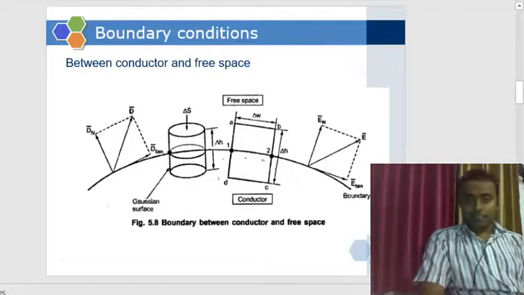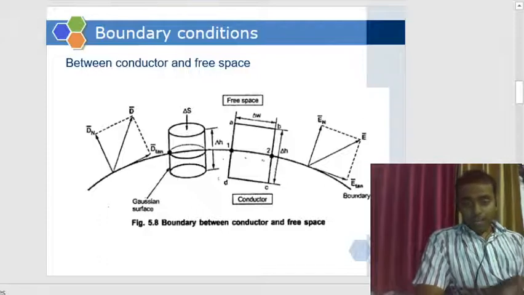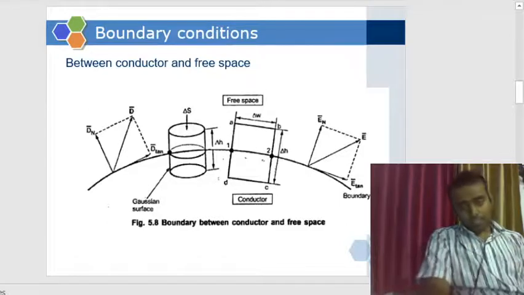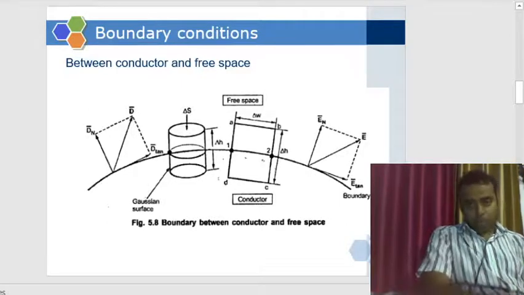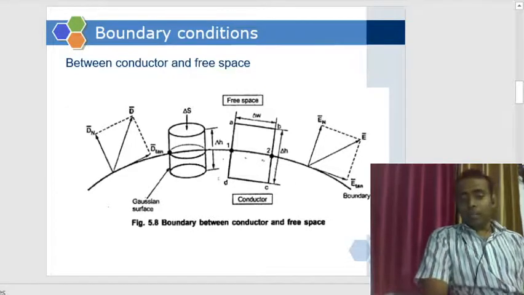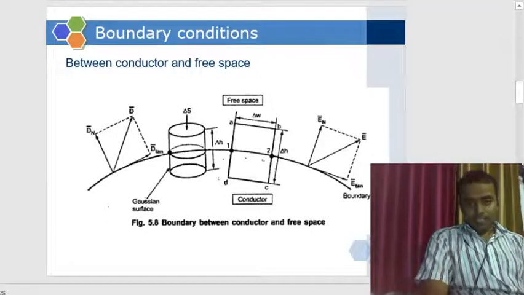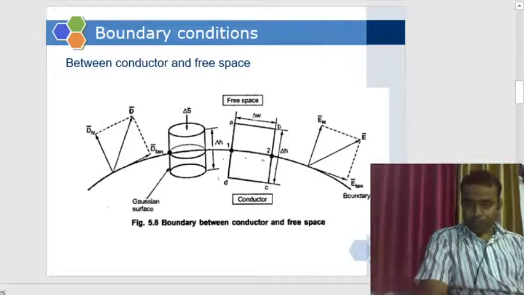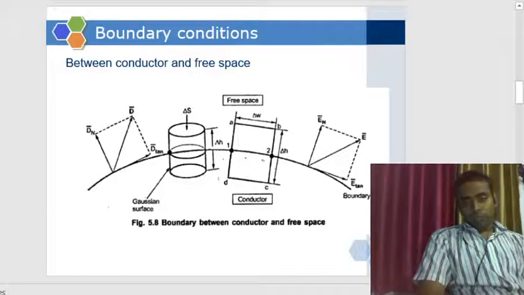Let's take this diagram and analyze it. So we are having a conductor and a free space. As you can see in the slide, we are having a conductor, the down part, and the free space, which is the upper part. Okay, and we are interested to know its flux density D and field intensity E. Fine. So one by one we'll determine.